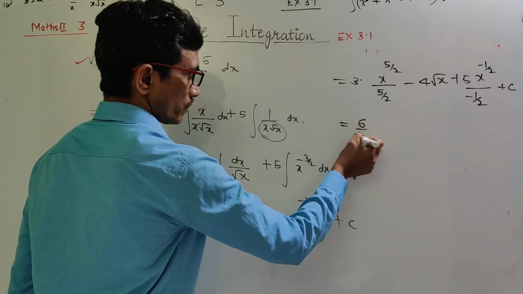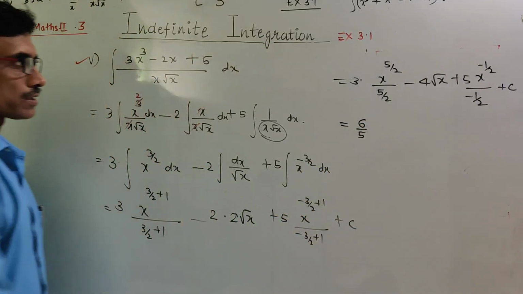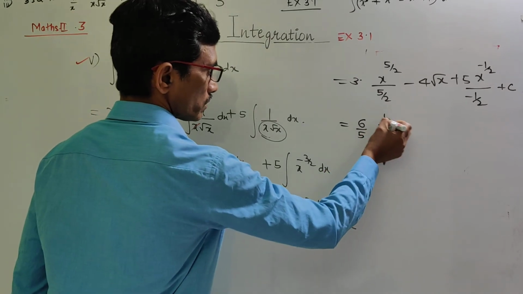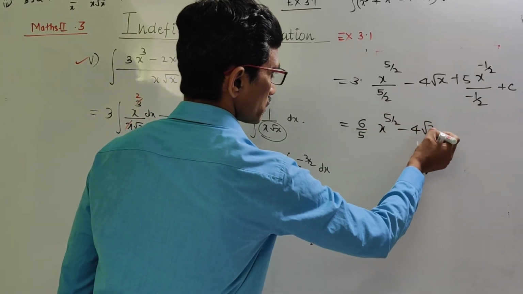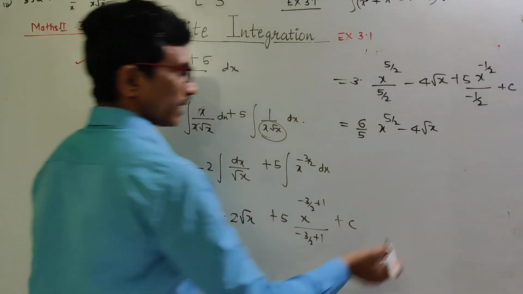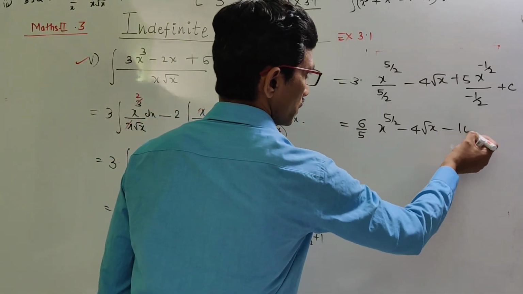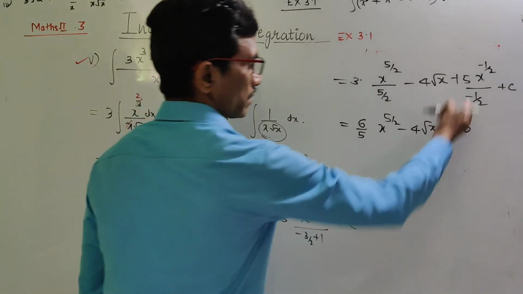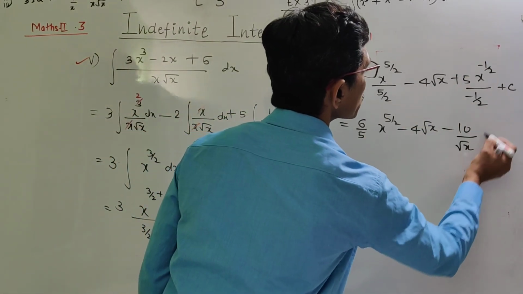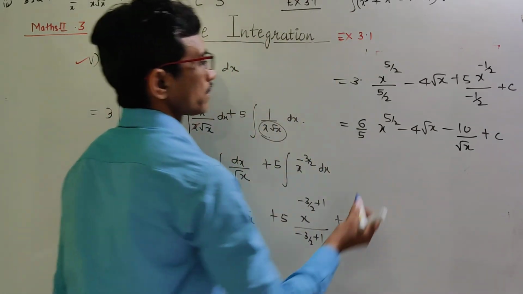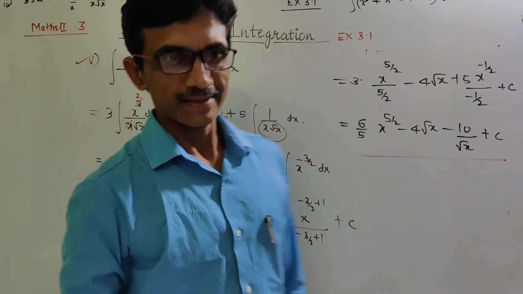which is 6 upon 5 x raised to power 5 by 2 minus 4 root x and minus here 10. X raised to power minus 1 upon 2 will write in the denominator, that is root x plus c. So this will be the answer.